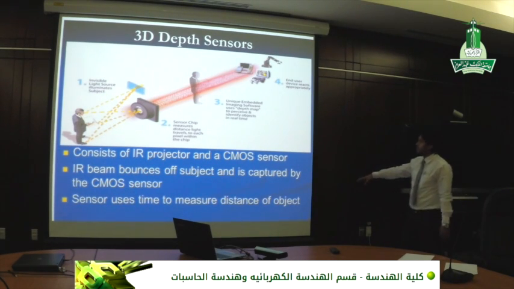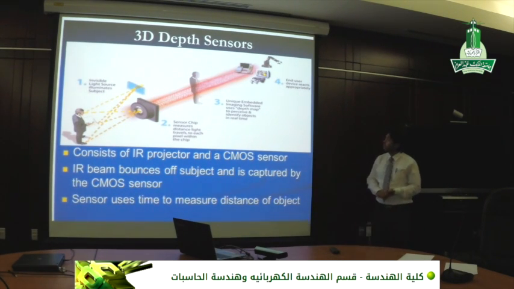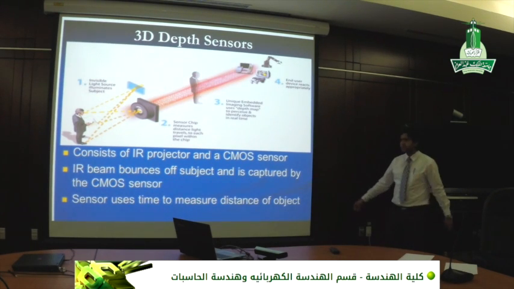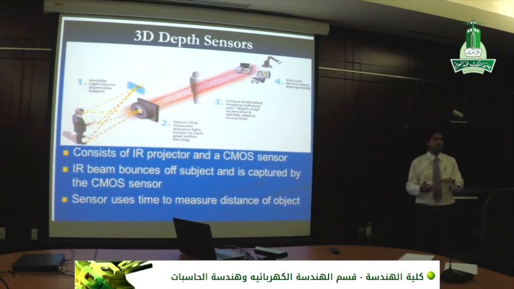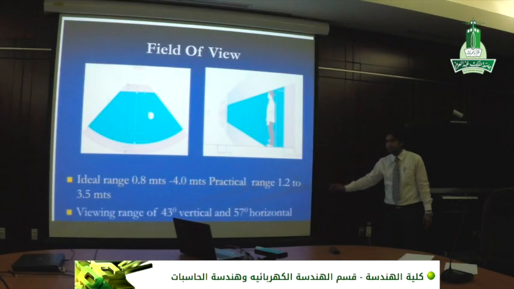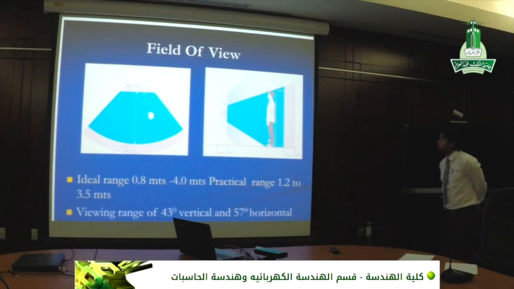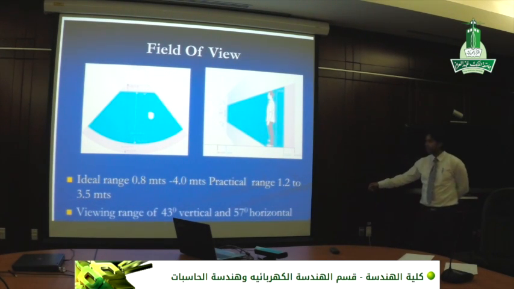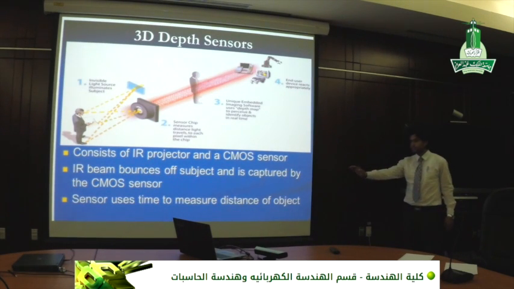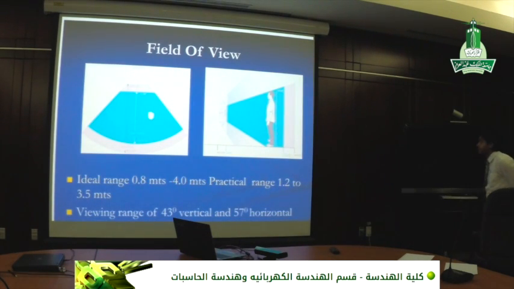There's information that is provided here for the 3D depth sensors. The sensor basically uses time to measure the distance of an object, based on the reflection going back to the sensor, and measures how far the subject is for motion tracking. Now we are talking about the field of view of the Kinect. It has an ideal range of 0.8 to 4 meters, but in practical usage it is efficient from 1.2 to 3.5 meters, and a viewing range of 43 degrees vertical and 57 degrees horizontal.